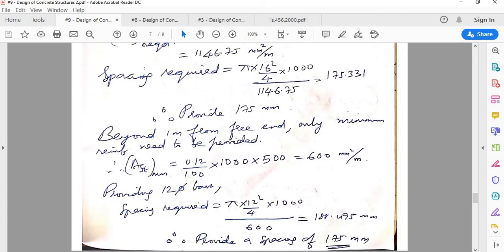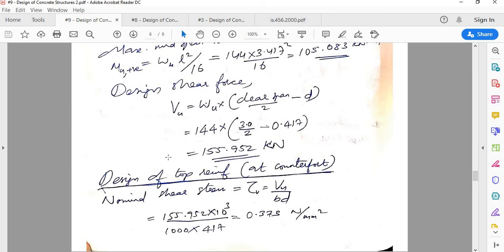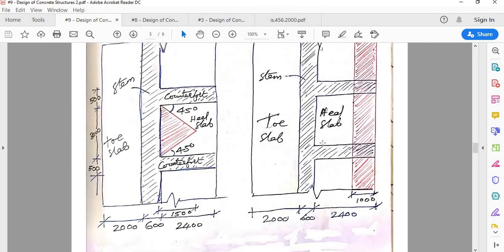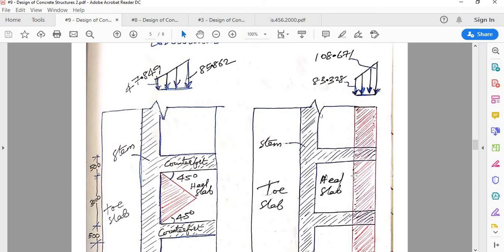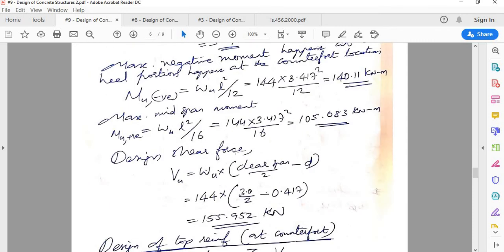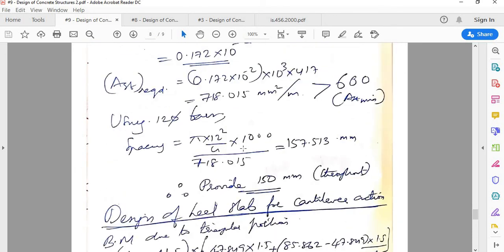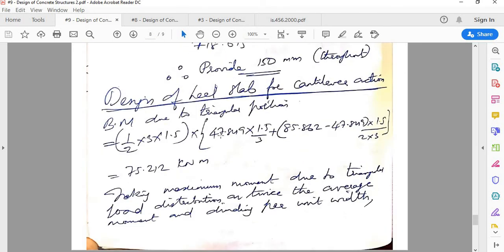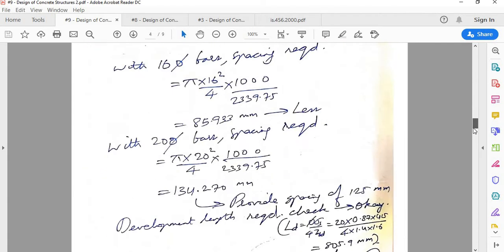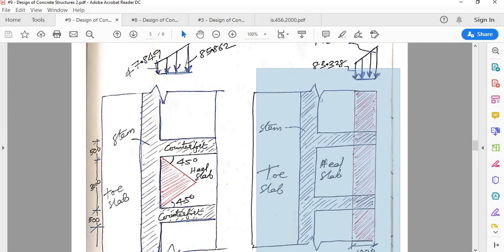So those procedures are same. I am not repeating it. Once you read the hand notes, it will be clear for you. So that particular calculation you do for top reinforcement at the counterfort location and bottom reinforcement at the central location using this moment. So this is the calculation for top reinforcement. This is for bottom reinforcement. So I am not repeating it again as I told you. So that completes the design for this portion.